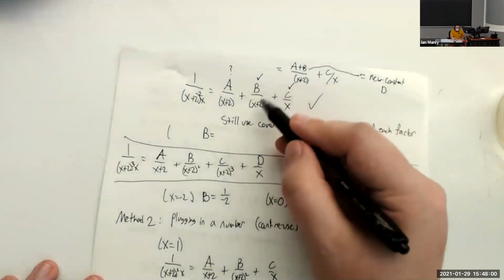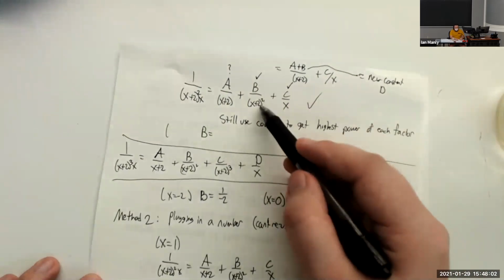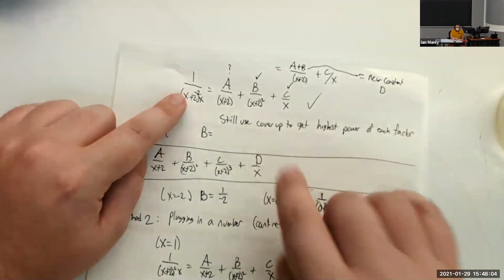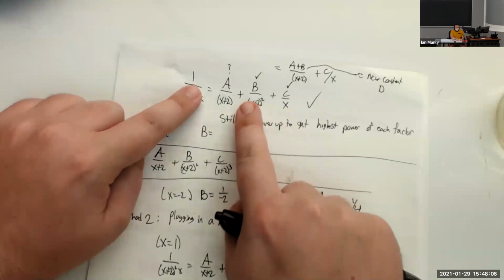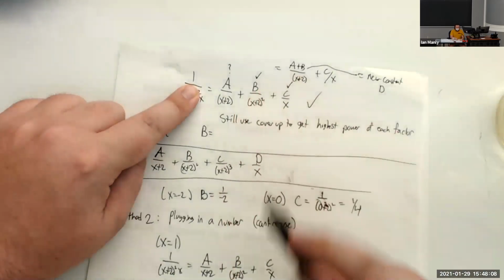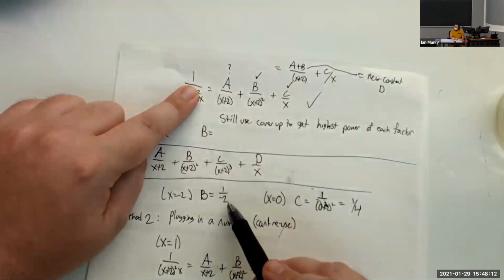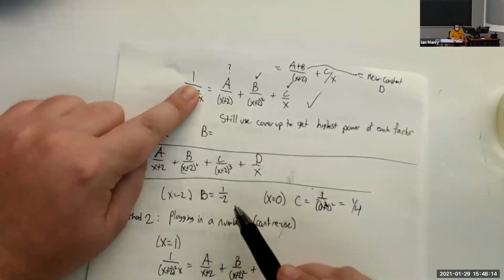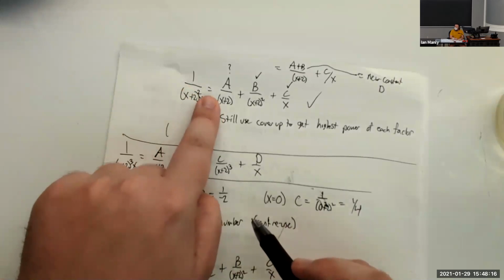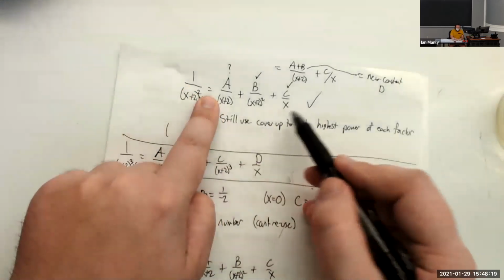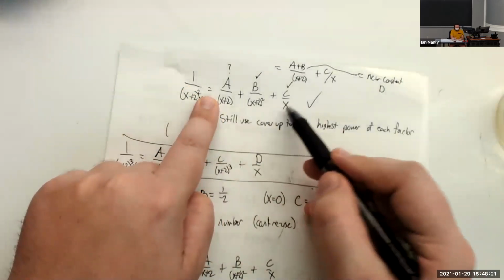All right. So then let's go ahead and use cover-up for these. So I cover up the thing that it shares, and I cover up the whole thing that it shares. So I cover up the x plus 2 squared. -2 is what makes that 0, so I put that in there. I have -1/2 right here. That's how I get B. And then for C, I cover up the x instead, and I'm plugging in 0, because that's what makes this be 0.